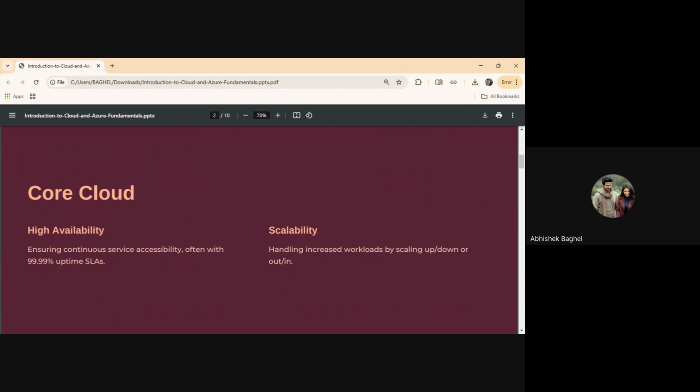Public cloud, which can be accessed by everyone. Private cloud, which a limited number of people or selected people can access. Hybrid cloud, public or private, based on the login. And multi-cloud.